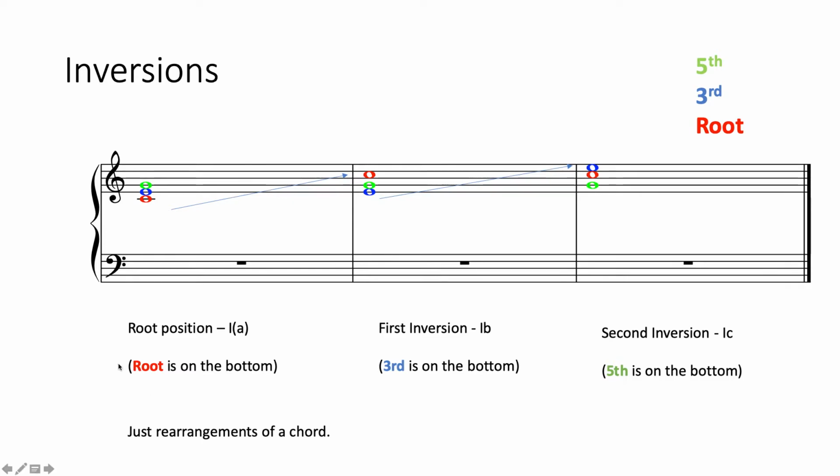So in this case, we've got 1A in brackets, first inversion. Here, where the third is on the bottom of the chord, is 1B, and second inversion, where the fifth is on the bottom, is 1C. So that's basically it. That's the main thing with an inversion.